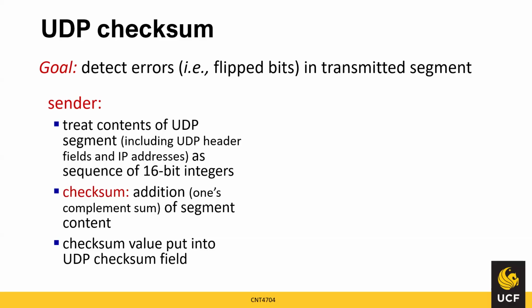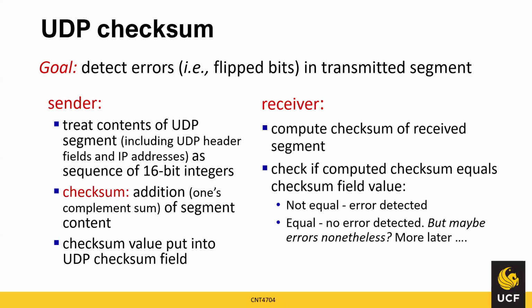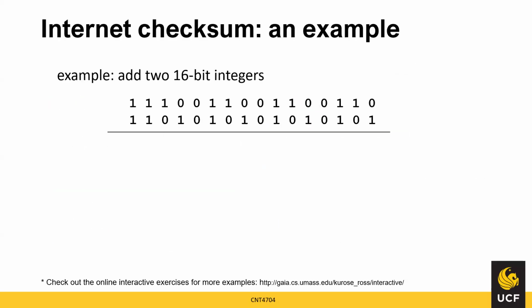The receiver does the same checksum calculation, then compares the result to the checksum value inside the header. If they match, no error is detected. If they don't match, then an error is detected. But what could happen is that they match and no error is detected, yet in rare cases some errors can still slip through, and we will talk about this now. So here's another example of the internet checksum.